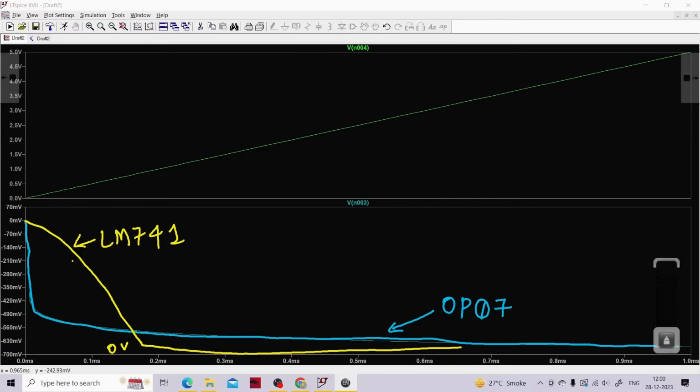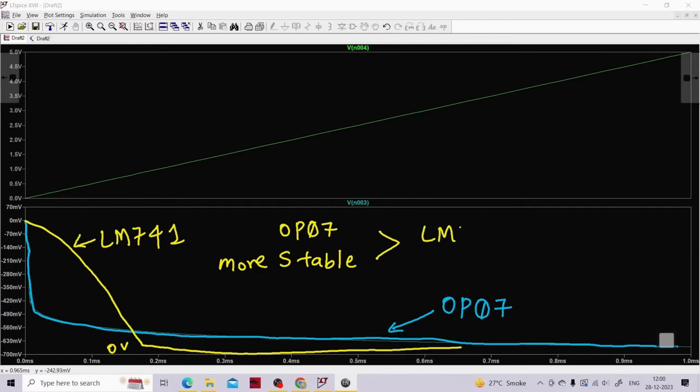So that means OP07 is more stable as compared to Opamp LM741.